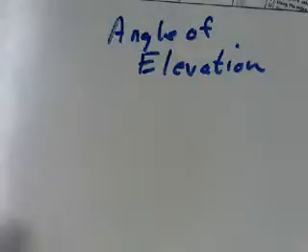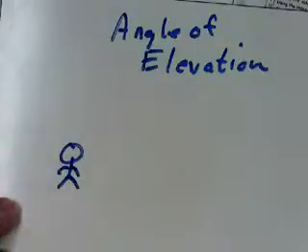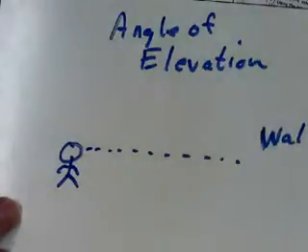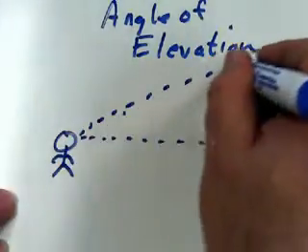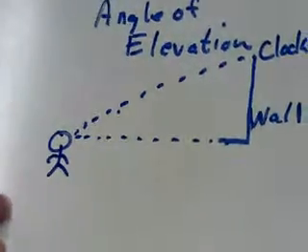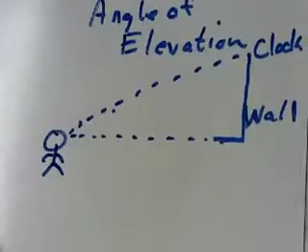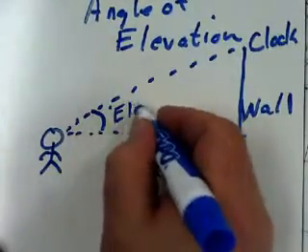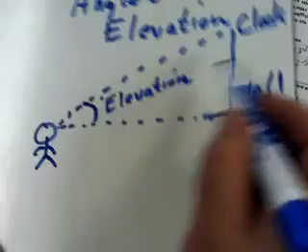So if you're sitting here and you looked at the wall that is over here, and then you're still sitting there and you looked up here to the clock, don't you have a right triangle formed? Oh, man, you do. This angle right here is the angle of elevation because it's from where I looked straight across and then looked up. Okay?